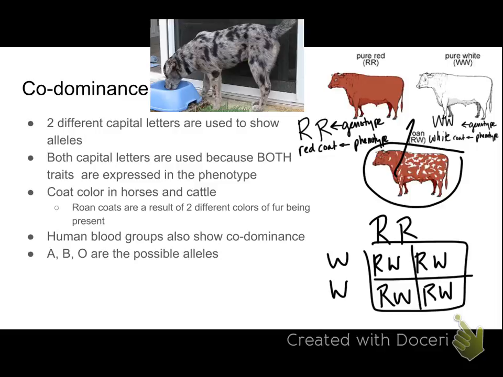And the other one that you are all affected by is human blood types. Who here knows their blood type? Who here donated blood last time? Okay, it's only one. I'm surprised. Blood types are a codominant trait with 3 alleles.